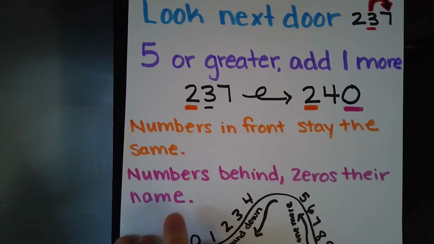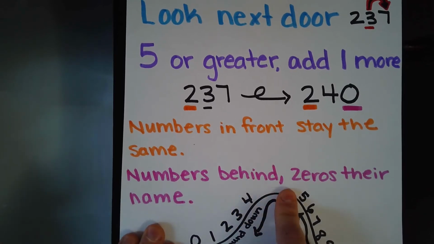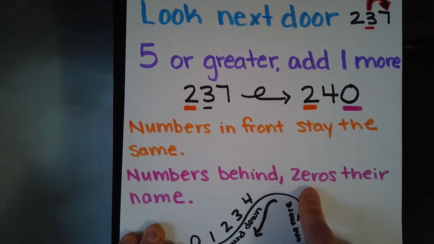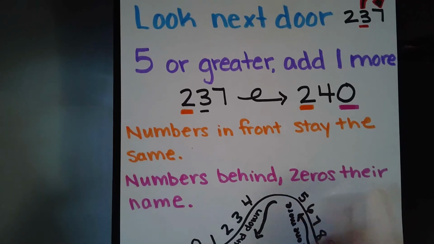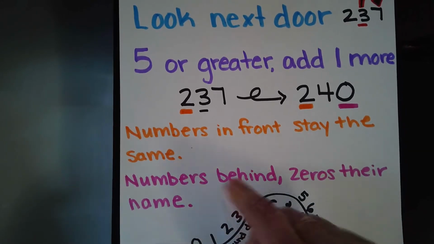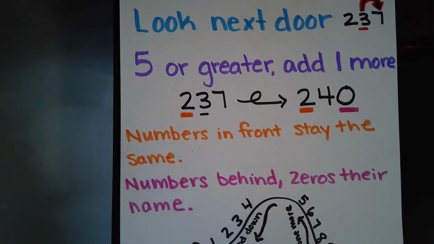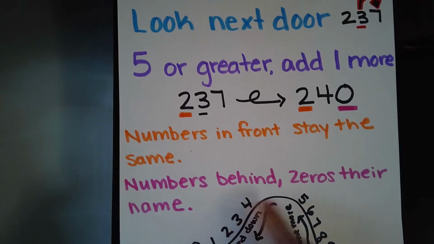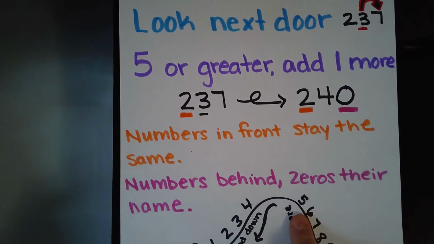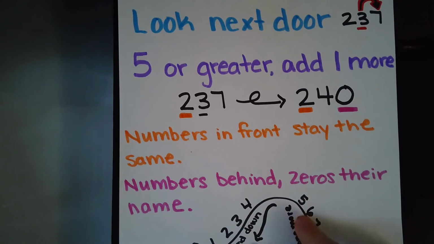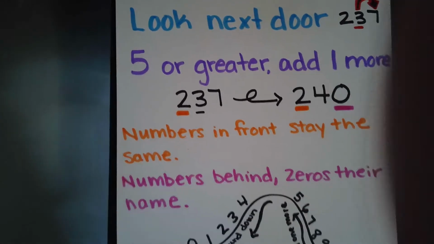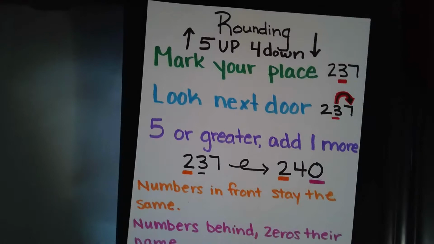So the last thing you need to remember is that the number behind the number you're rounding becomes a 0. So 0 is their name. Here's a little picture to go with that 5 up, 4 down. 0, 1, 2, 3, 4. Make sure you're rounding down. If the number before is a 5, 6, 7, 8, or 9, you're going to go ahead and round up.